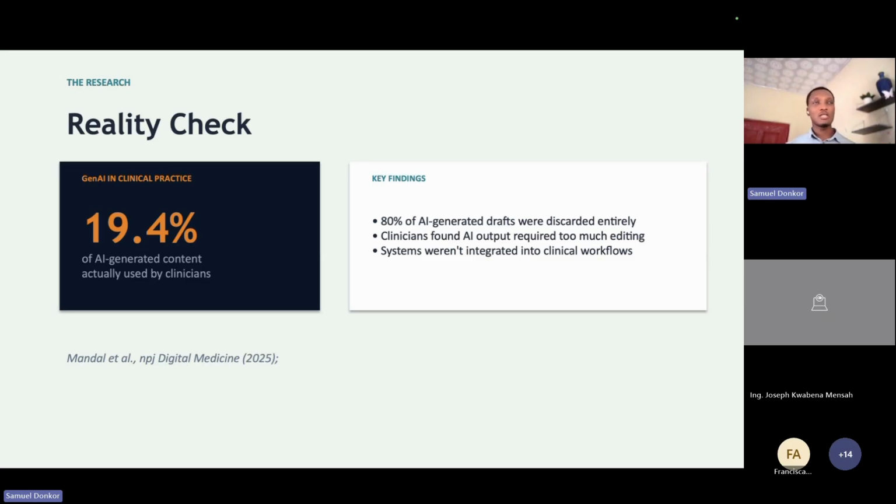So the solution concerned a system that would help doctors summarize patient data, right? So, hey, Joshua comes in. The AI summarizes your past medical history, and the doctor right off the bat has a much better understanding of your medical background, right? But then the reality check is that 19.4% of all the AI generated content, right?